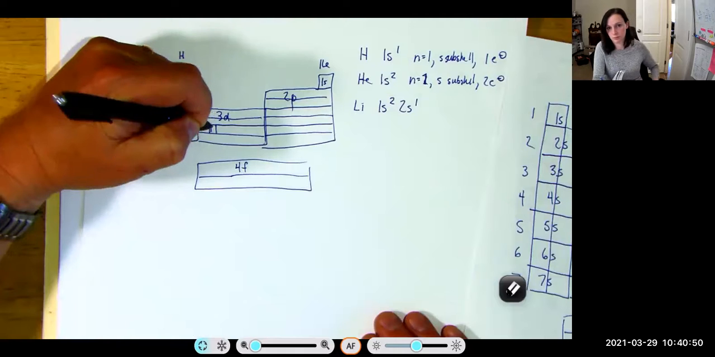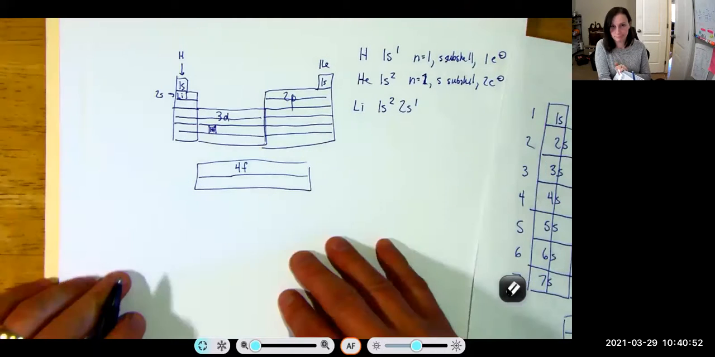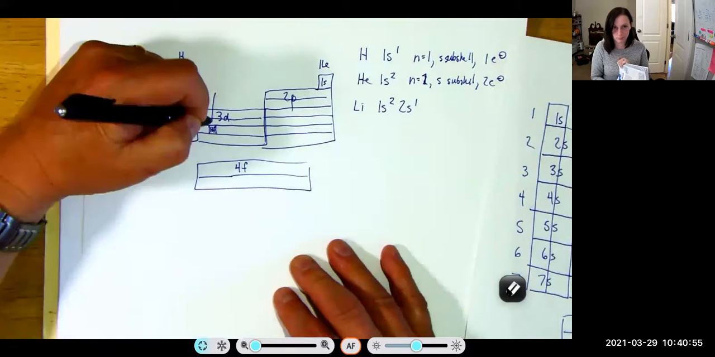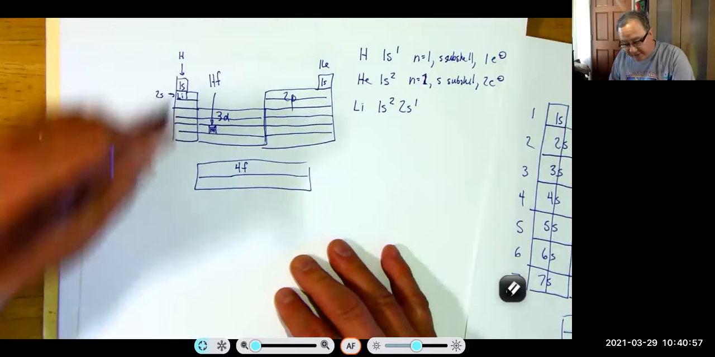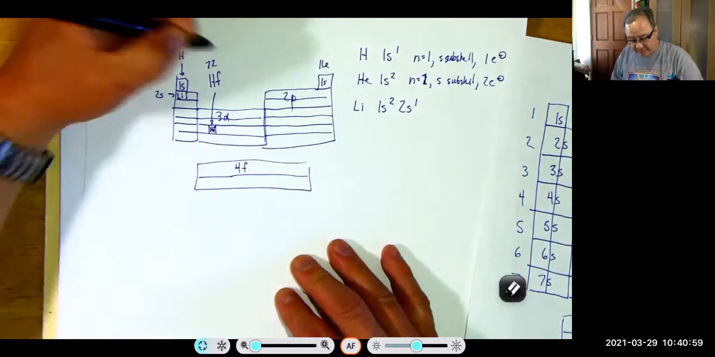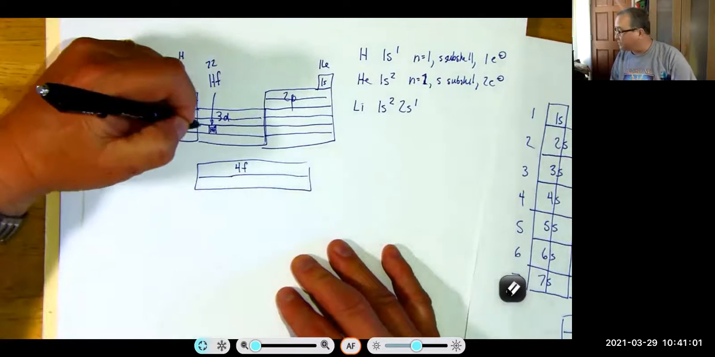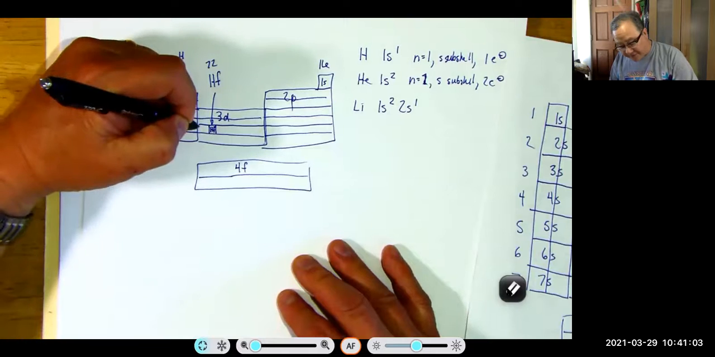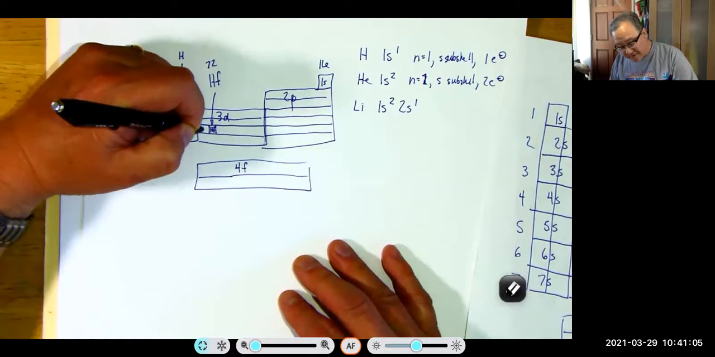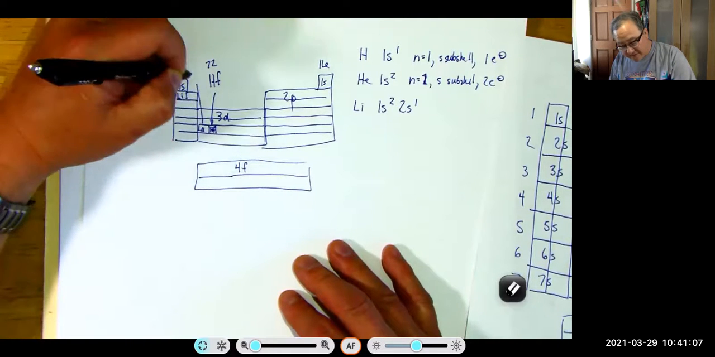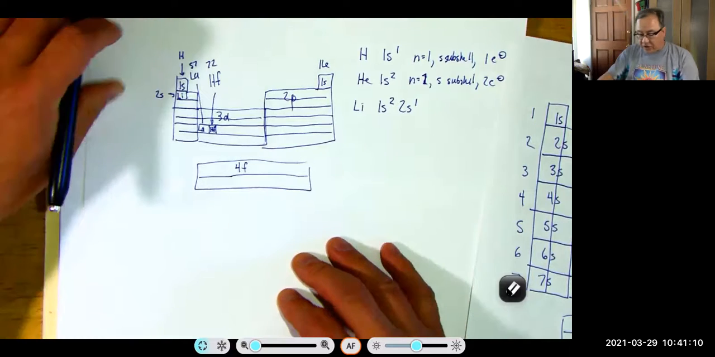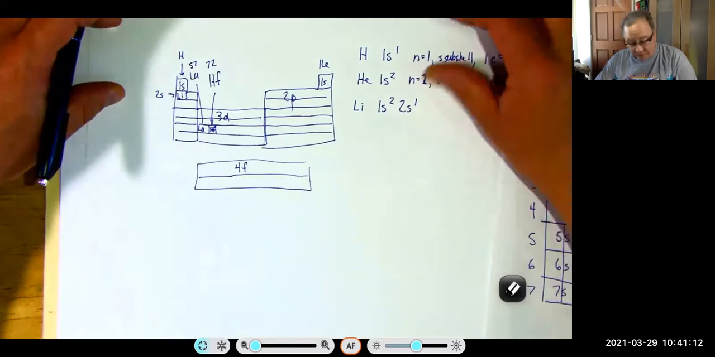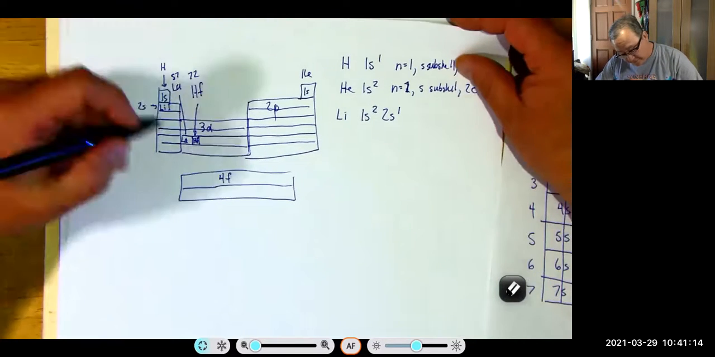Here's hafnium, and it's 72. And right next to hafnium, we have lanthanum, which is 57. So when we start reading across, this is the way we would look for hafnium.